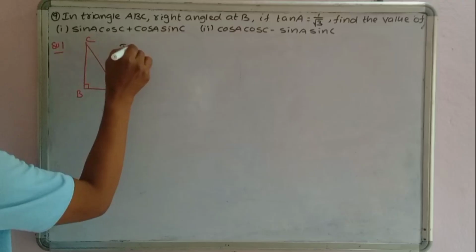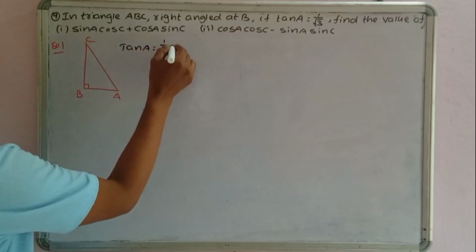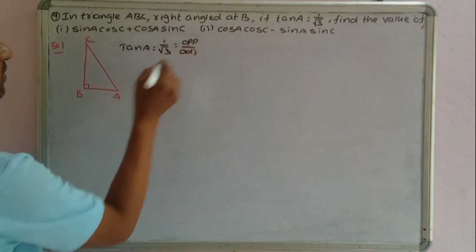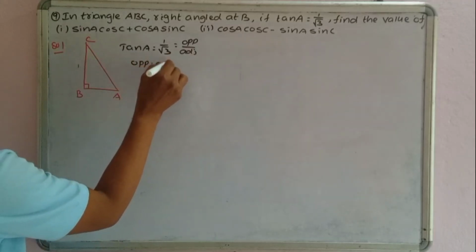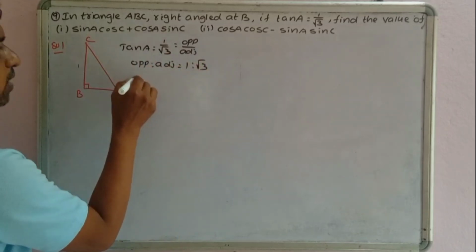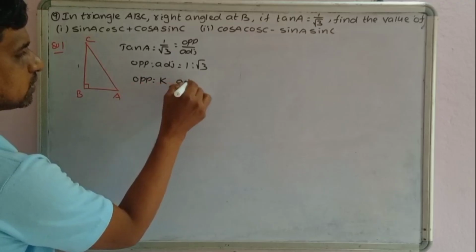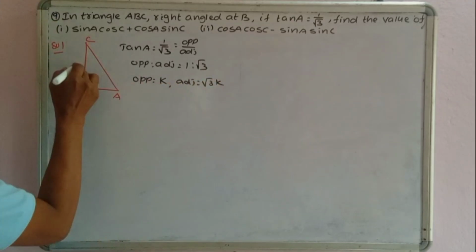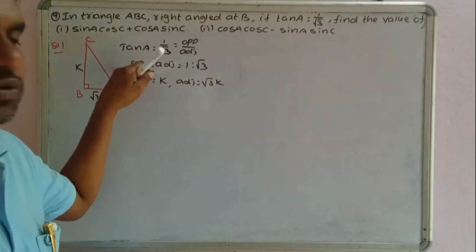So tan A is given. What is the value of tan A? Tan A equals 1 over root 3. Tan A formula is side opposite to A by side adjacent to A. So opposite is to adjacent equals 1 is to root 3. So opposite equals 1 into k, adjacent equals root 3 into k, where k is a constant. Now this is k, root 3k. First we will find the value of AC using Pythagoras theorem.